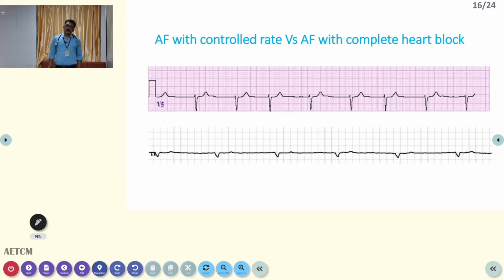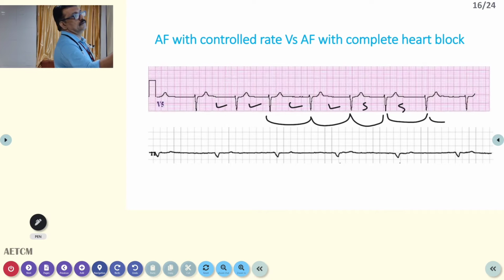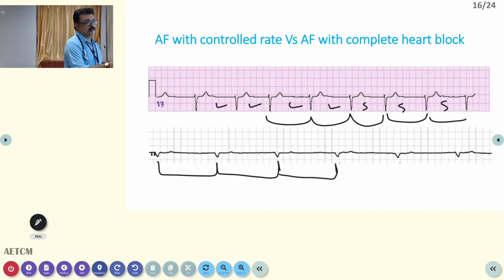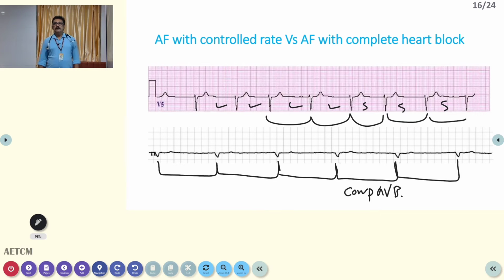Both are AF with controlled rate, but here the RR intervals are not equal. This is small, this is large, this is large, this is small, this is also small. So RR intervals are unequal, but the rate is controlled. Whereas here the heart rate is very slow, but the RR interval is equal. That is because this rhythm originates from the ventricle. This is due to complete AV block. The atrium beats in its own rhythm, which is very fast, and the ventricle also beats in its own rhythm. There is no association between atrium and ventricle. This may be due to digoxin toxicity, where the patient is on digoxin, or due to a conduction defect. The patient may be old, with degenerative heart disease. On top of that, the patient might have had atrial fibrillation. We don't know the condition.